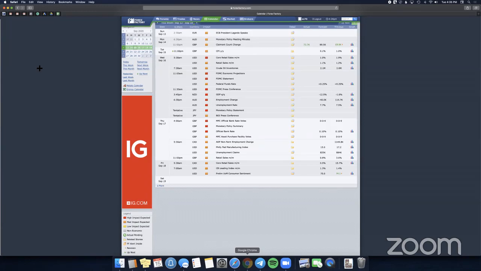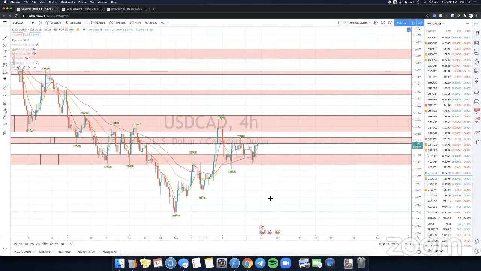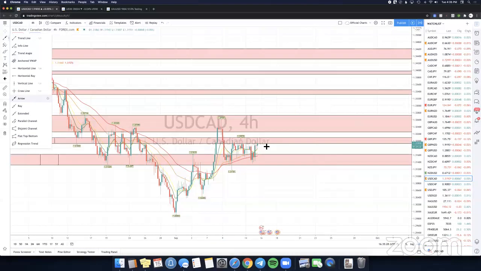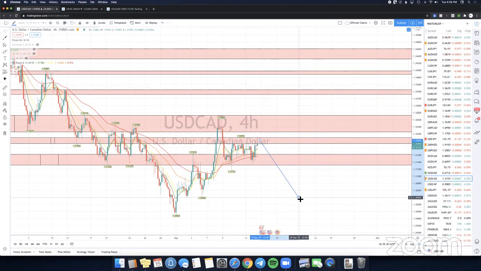So looking at UCAD over here, I'll turn on the pivots, and it looks like it's trying to swing upwards, but I don't know how long that's going to last for, especially with the US dollar so weak. So once the news passes and if the US dollar is still super weak, we could probably see this bouncing off and heading back down. Similar to what's going on with all the other pairs.